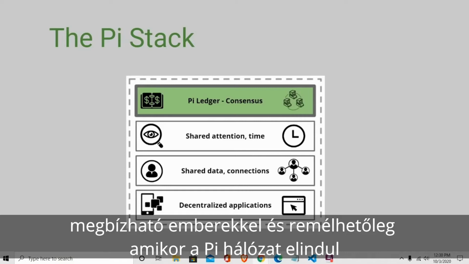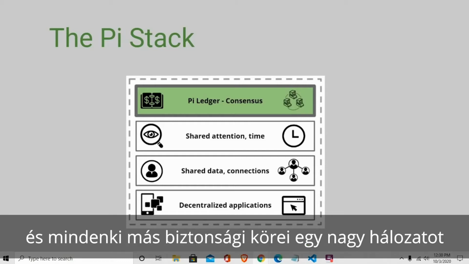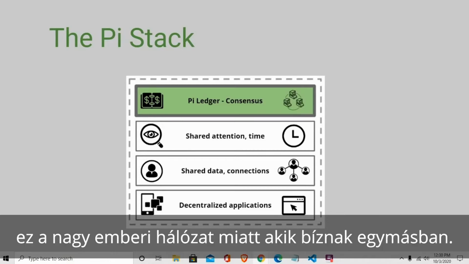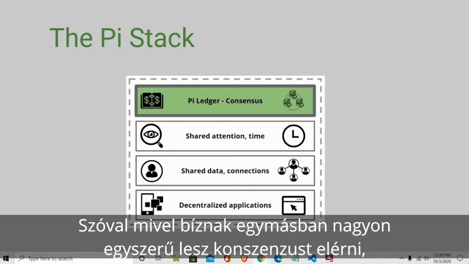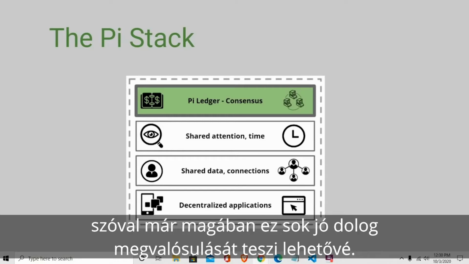Hopefully, once the Pi network is live and we've reached phase 3 and we've built out the blockchain, you're going to have these trust circles, and everybody else will have trust circles, and there'll be this huge network of people. You'll be able to easily come to consensus on transactions because you'll have this huge network mesh of people that trust each other. So the fact that you trust each other, it will be very easy to build consensus and validate transactions, and that's the basis of kind of what the blockchain does.